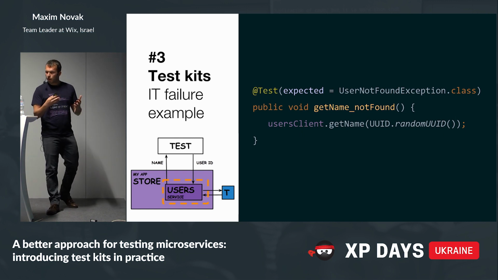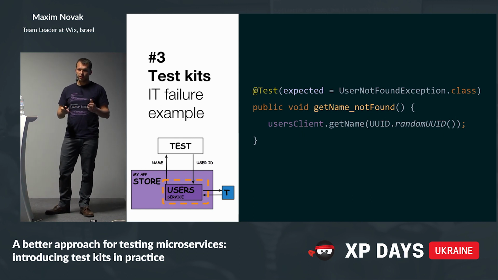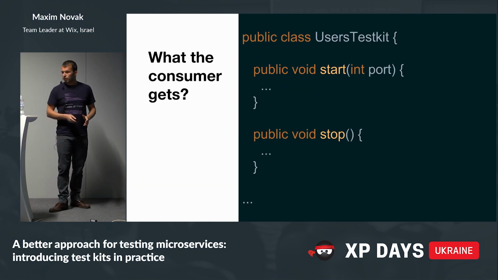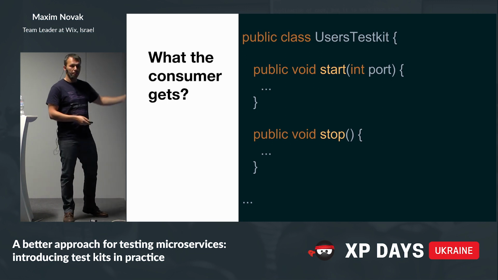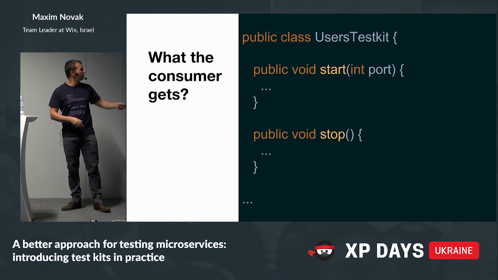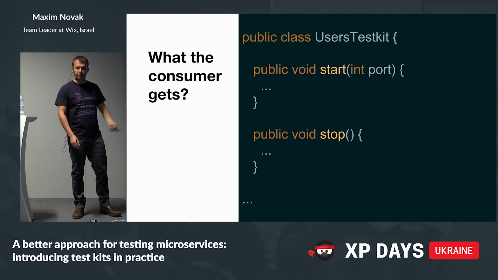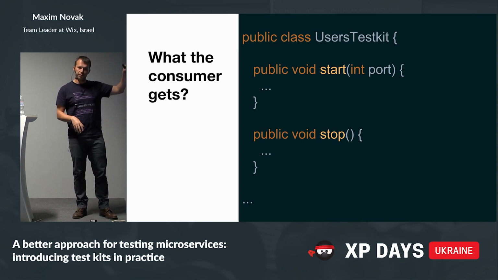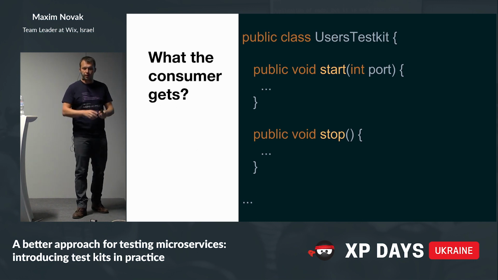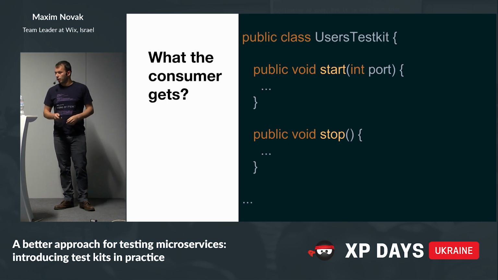So how does this test kit look? You can think about it like a library. It might have a start method with a port if it's HTTP. It might have a stop method. So you just do a new user's test kit and you start it. And you put the port that you configured in your application, the port of the user service server.